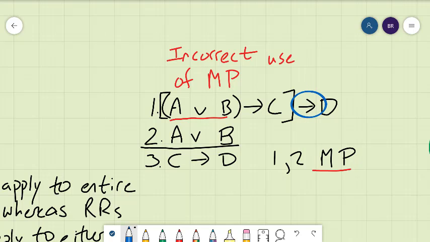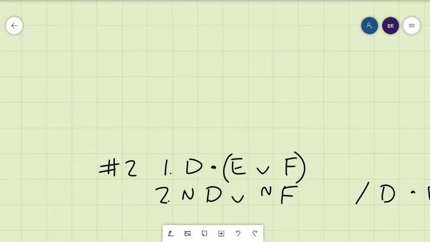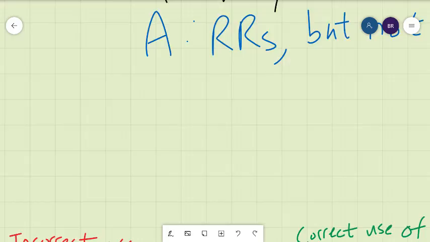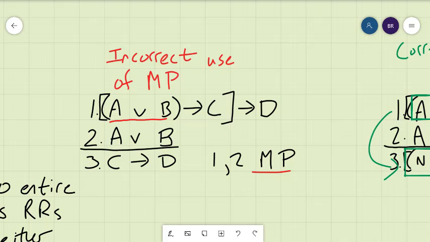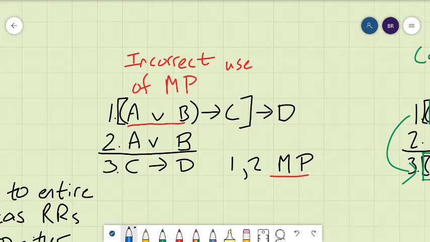So, for example, modus ponens is one of our simple rules of inference, and here's an example of an incorrect use of modus ponens where the first premise is a conditional that has as its antecedent a complex well-formed formula inside brackets. The antecedent is itself a conditional, and that conditional itself has a disjunction, either A or B, as its antecedent.